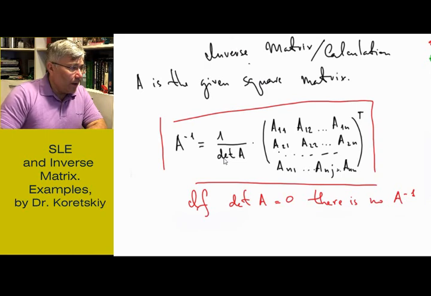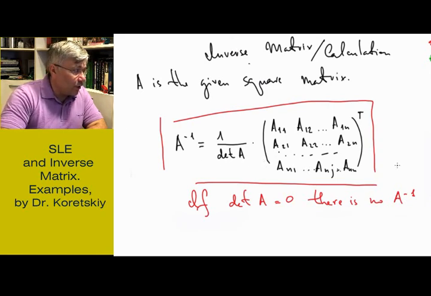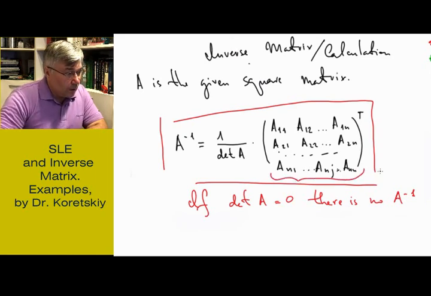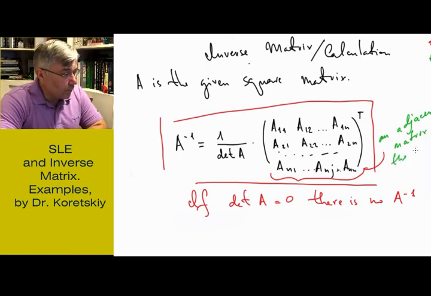By the way, I didn't say last time that this matrix is known as an adjugate matrix. I use here another one, an adjugate matrix to the matrix A. Okay, let's do one example here.